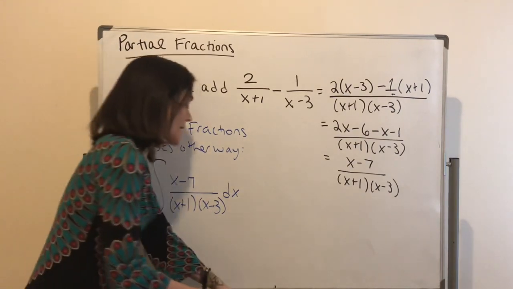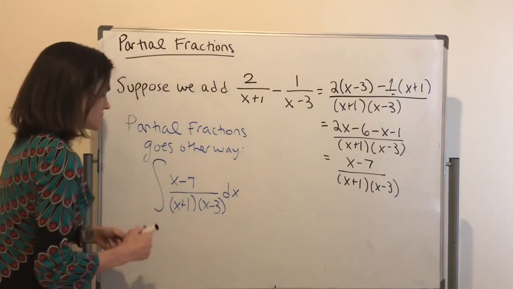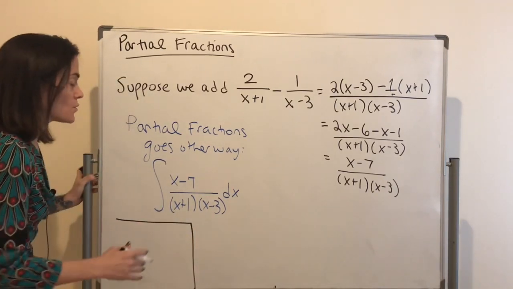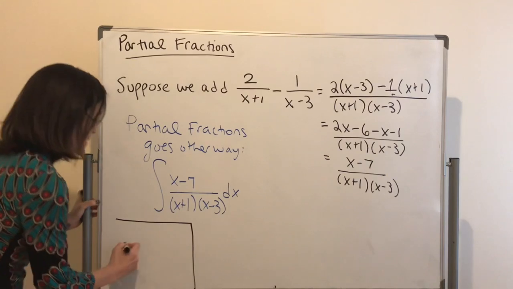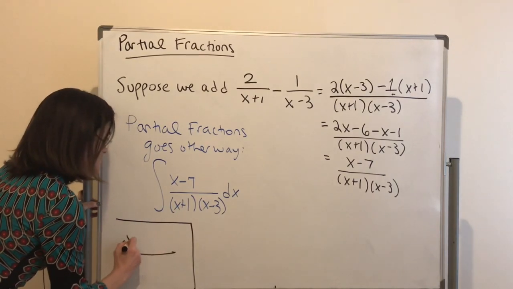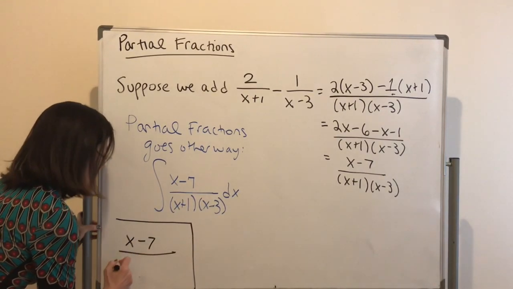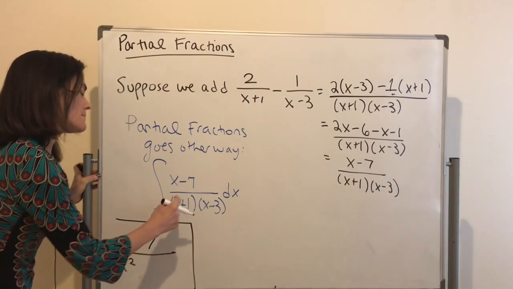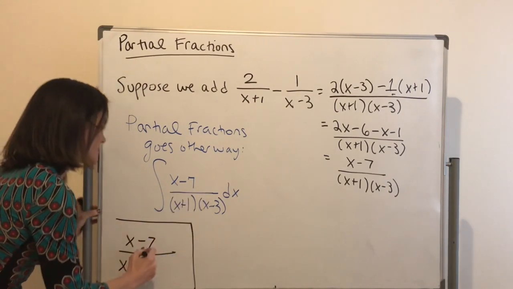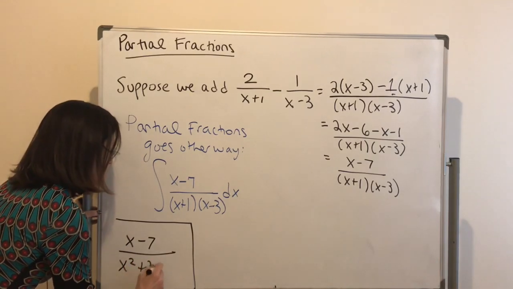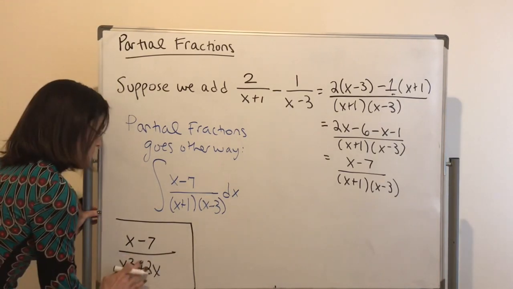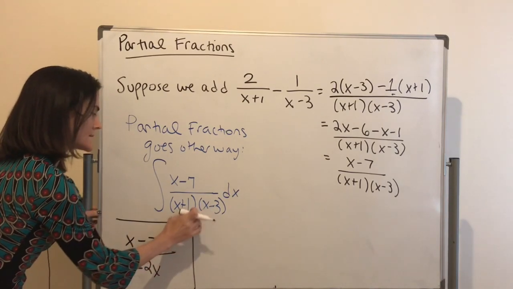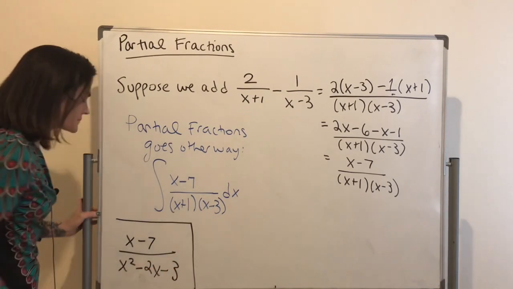You could try to see if it's a substitution. Let's just check because we're talking about this for the first time. If you multiply through in the denominator, what is this rational function? It is, we have an x squared, we have minus 3x plus x, and then we have a minus 3.